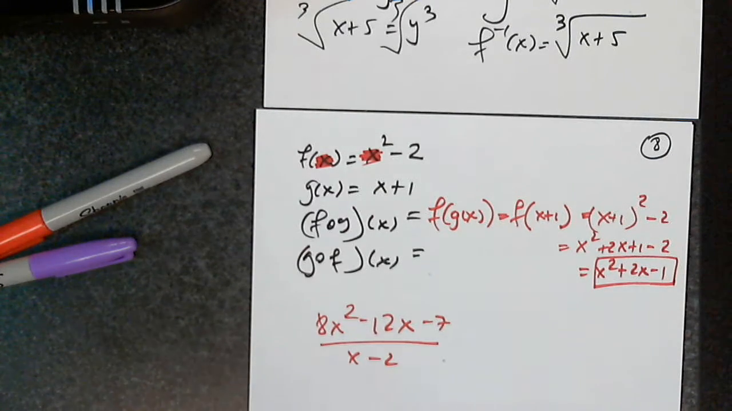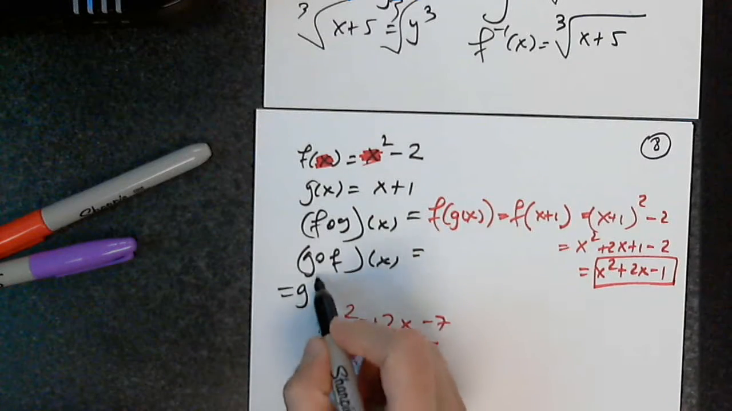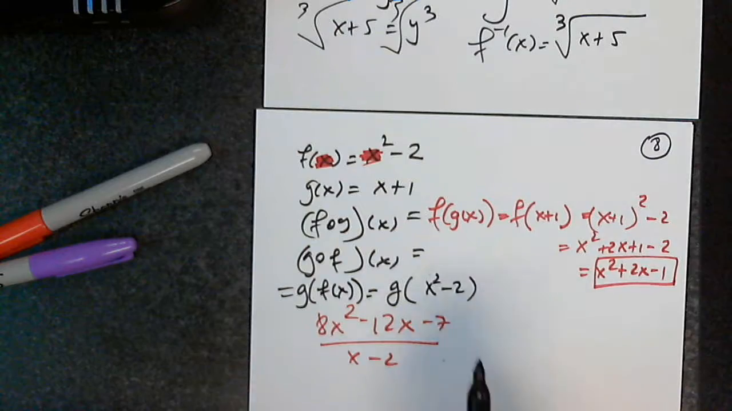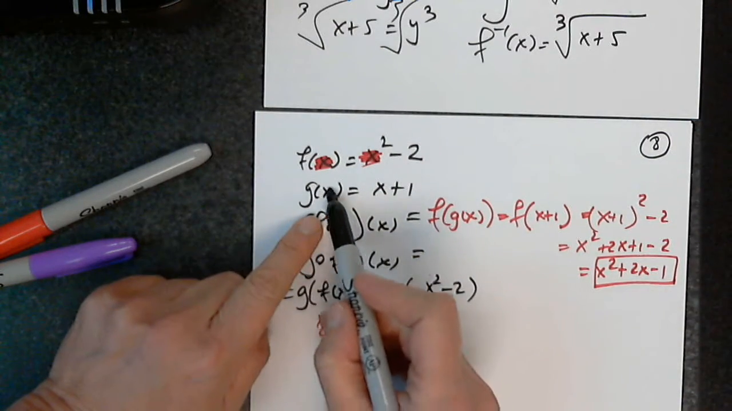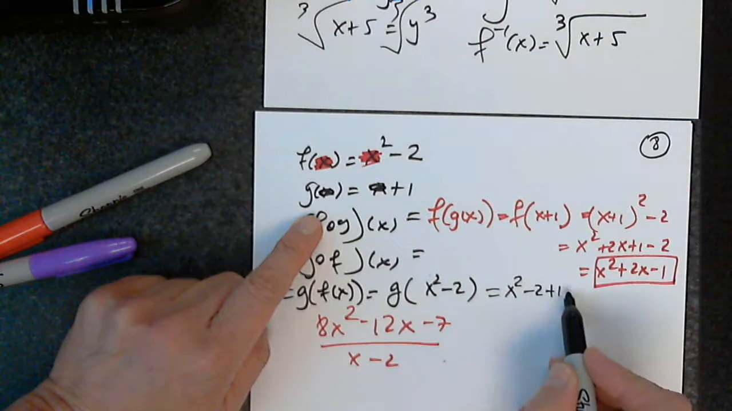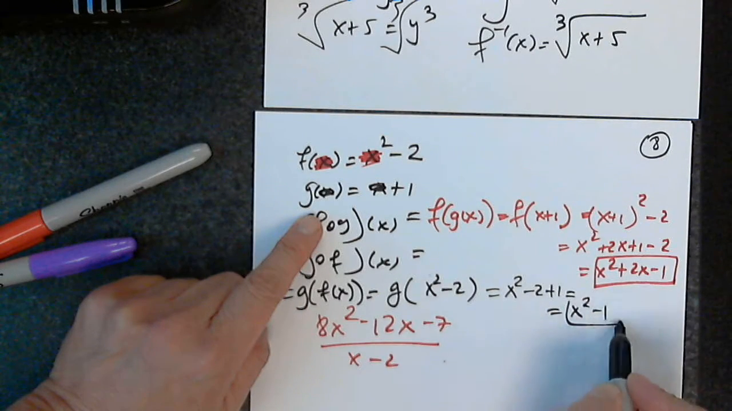Okay, now g comp f is g of f of x, which is g of x squared minus 2. And g says g of whatever is whatever plus 1. So it's x squared minus 2 plus 1, which will be x squared minus 1.